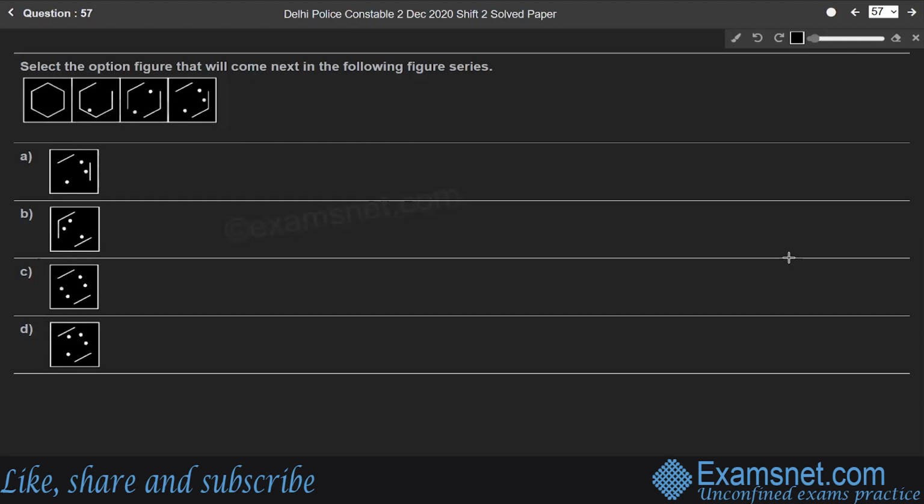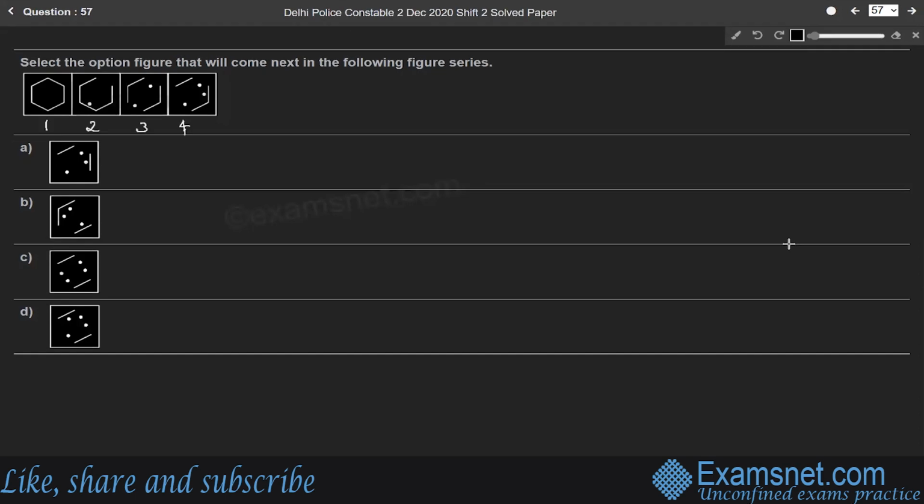So the series is like this, which has 4 figures, 1, 2, 3, and 4. In the second figure, a side is removed. Opposite to that side, a dot is added, right? And in the third figure, the side which has the dot is removed, and opposite to this removed side, a dot is added, right? Two dots are added here in the third figure. Whereas in the fourth figure, this side is removed and opposite to this side, a dot is added, right?